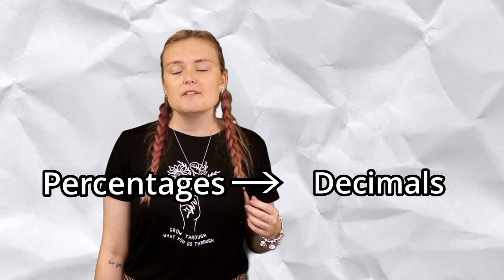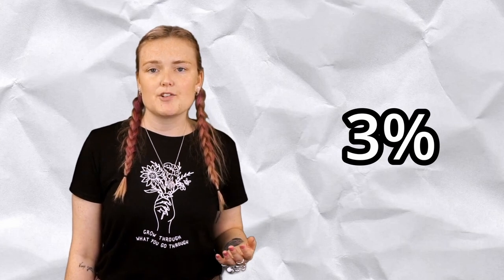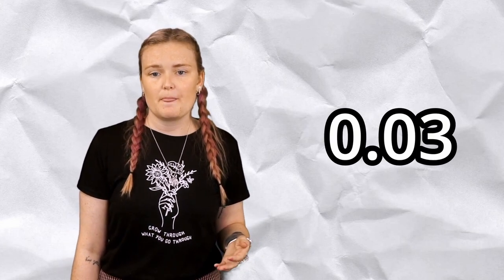Percentages to decimals. A percentage is just a number out of 100. So 35%, if I wanted to make that a decimal, all I'm going to do is divide by 100 to get 0.35. Similarly, 3%, divide it by 100, 0.03. And now it's a decimal.